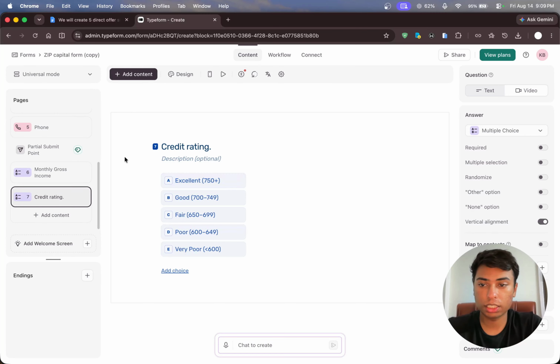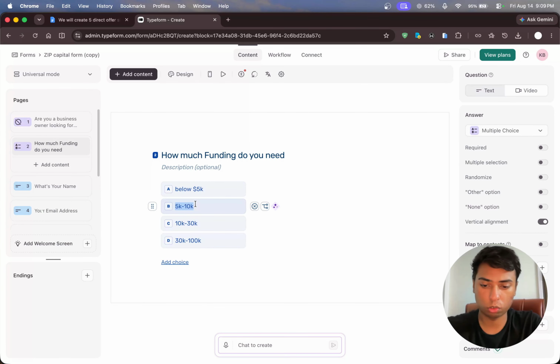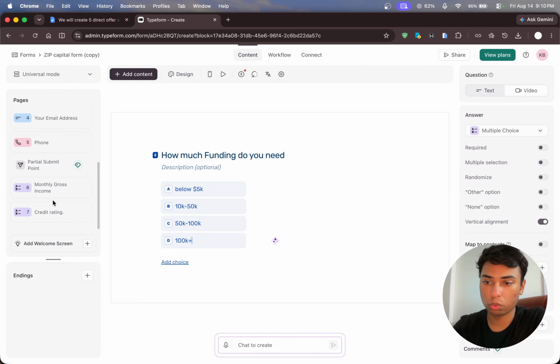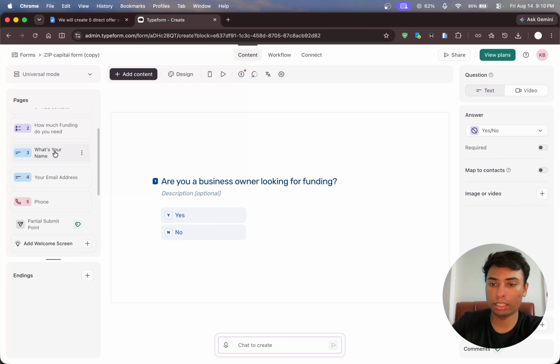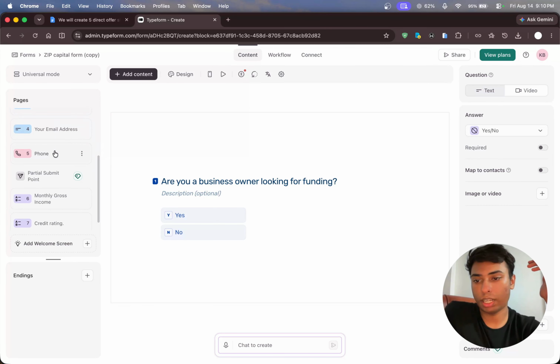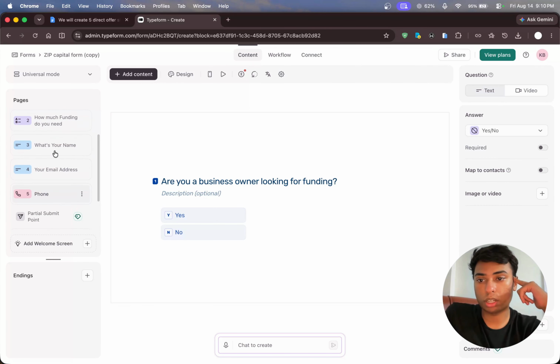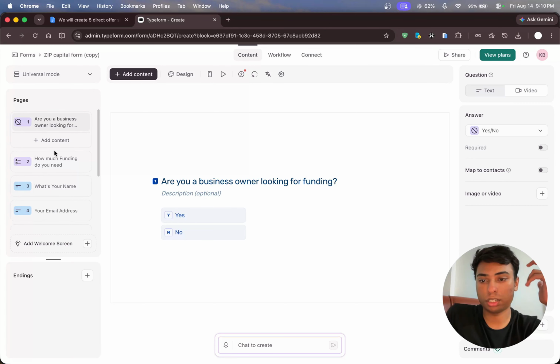And the last thing is credit rating. It's important for a lending business, so we included this. This was for demonstration purposes. So yeah, that's how application forms are made. First, to filter out the people who are not a fit to work with, and second, to get as much information as we can without asking for their personal information upfront.